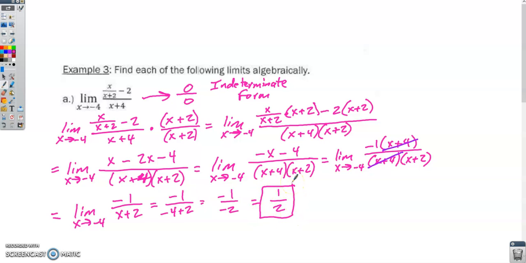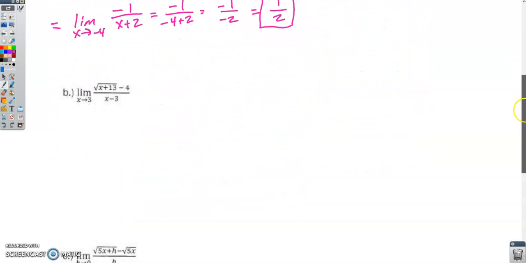So that's one way that we can handle an indeterminate form. If we have a fraction inside of a fraction, we can multiply both the numerator and denominator to clear the fraction, and then simplify algebraically from there, and hopefully good results will occur like they did in this example. All right, let's move on to part B.